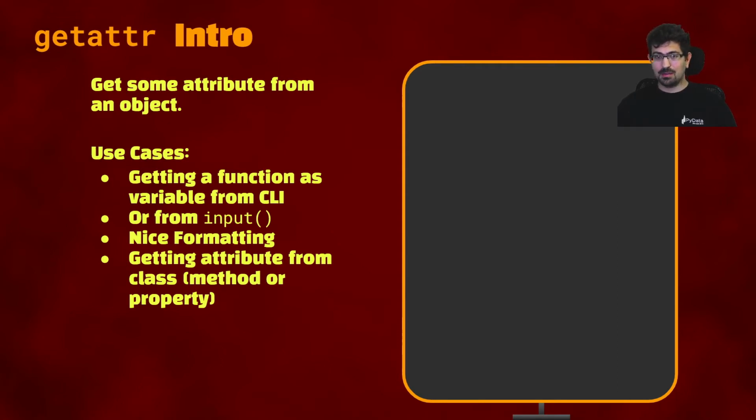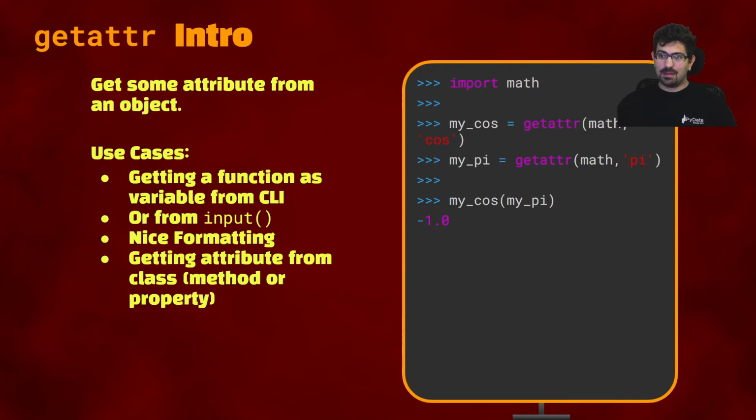How do I do it? I'm getting the attribute cos from math. And let's say I want to get pi, I'm doing the same thing. My pi equals get attribute from math, the name pi. And you can see that if we call my cos over my pi, it gives us the correct answer, because those are the built-in functions in Python. You can use it for many things, and we are using it for one use case.